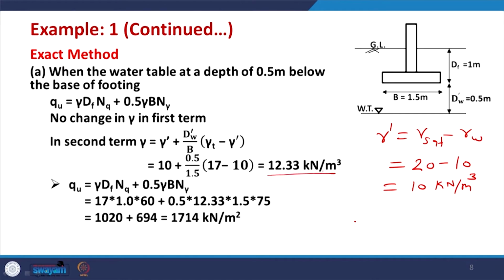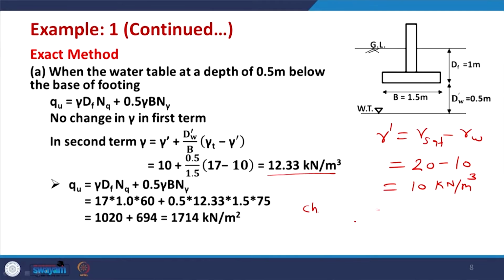Here while you calculate this effective value of gamma, you need to make sure that this value is more than gamma submerged and less than gamma t. It cannot be more than gamma t. So, what I suggest is to apply this check, that gamma effective is greater than gamma submerged and less than gamma t. This check needs to be applied whenever you apply the correction on the unit weight.